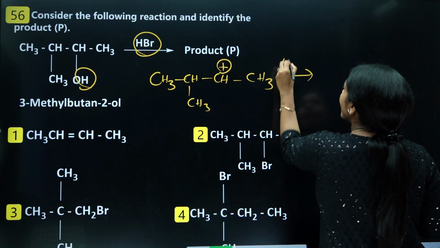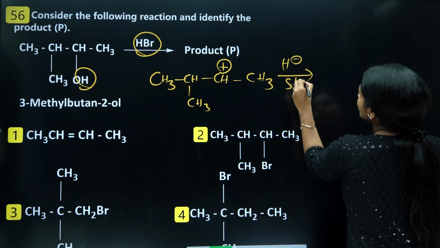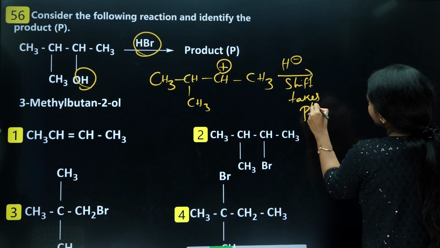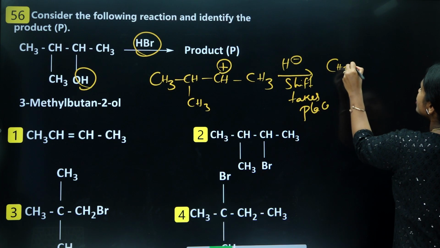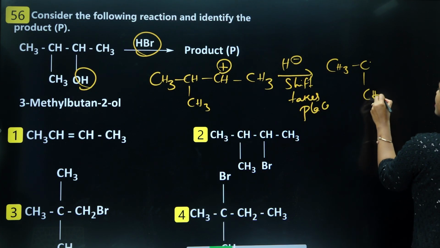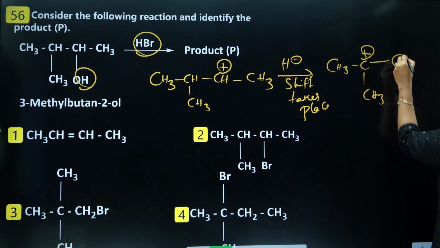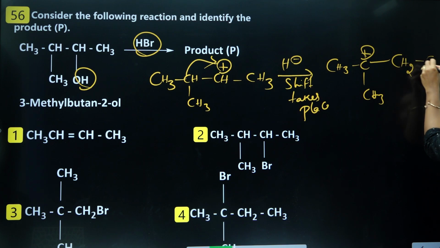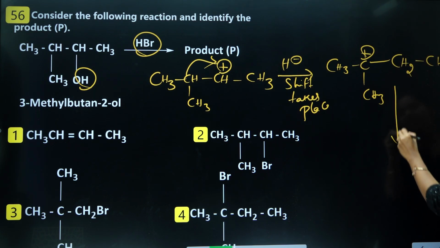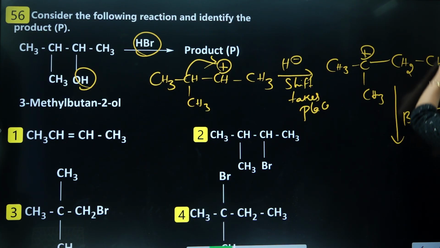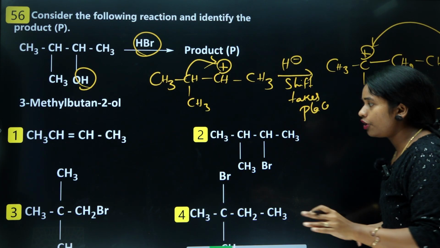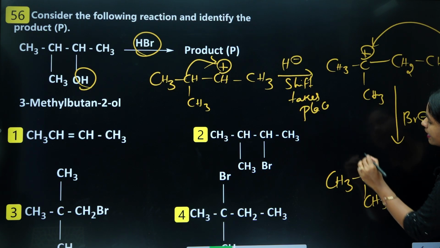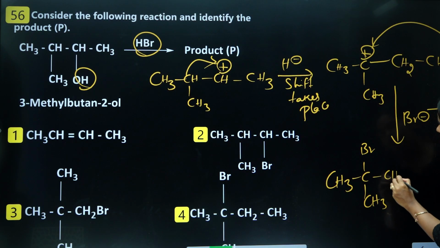So a 1,2 hydride shift takes place and we will be getting CH3C, here CH3, here the carbocation will be formed. That hydride will be shifted here and we'll be getting CH2, CH3. Then Br minus nucleophile comes and attacks the more stable carbocation. It results in the formation of CH3, CH3, here Br will come, and CH2, CH3.